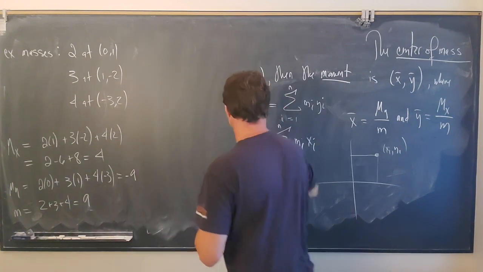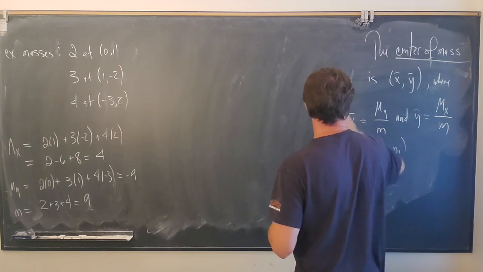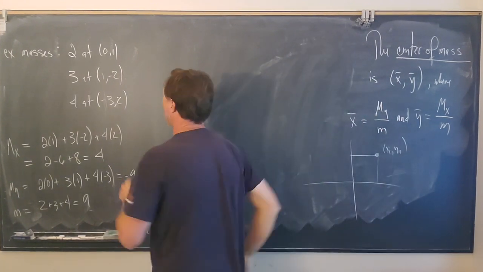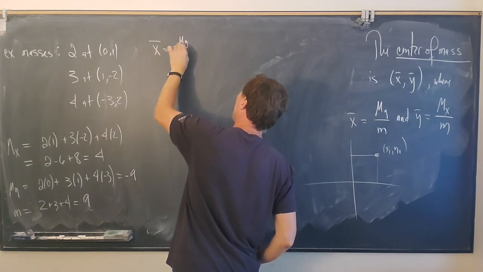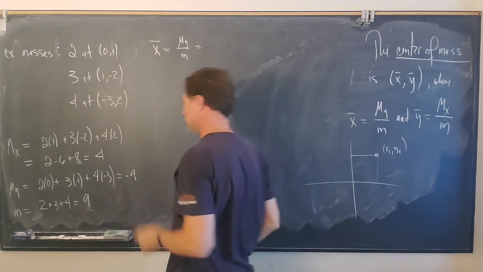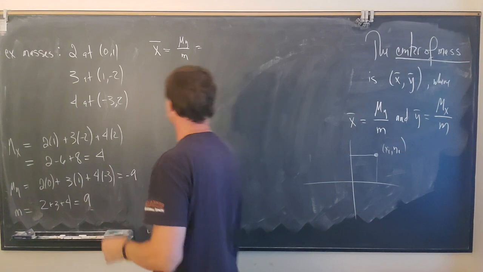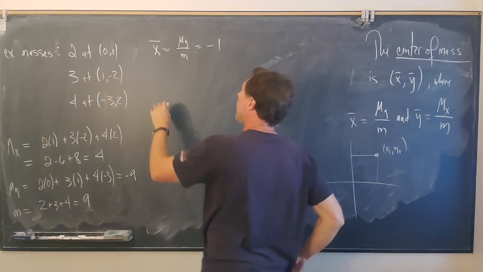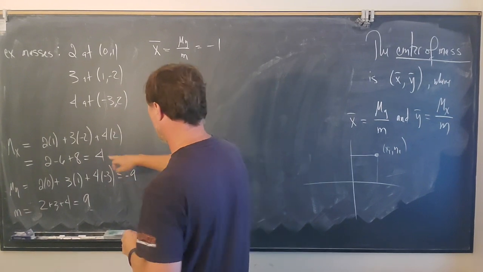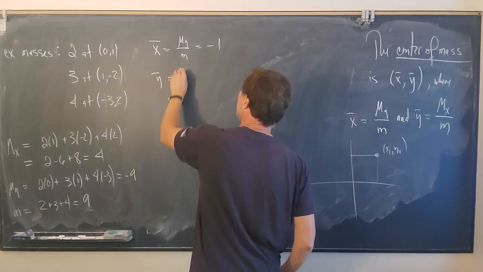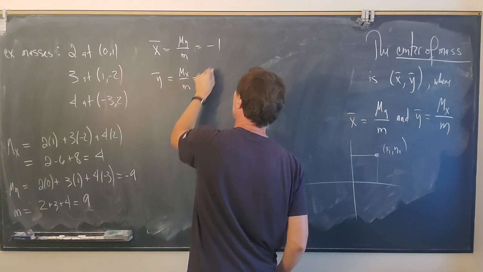All right, so now to find the center of mass, we just set up the appropriate fractions. And so we will have x bar is equal to m sub y divided by little m. So let's see, m sub y is negative 9, and so we'll get a negative 1. And for y bar, we get 4, so that's m sub x over little m. That's going to be 4/9.